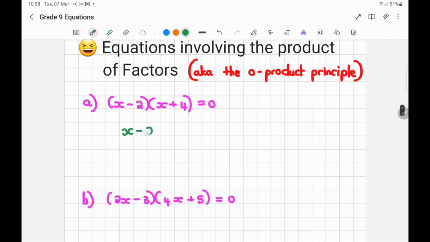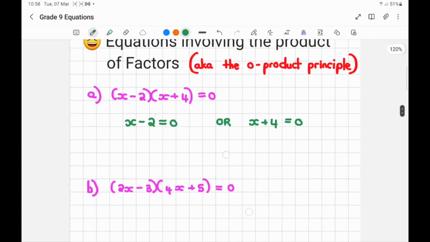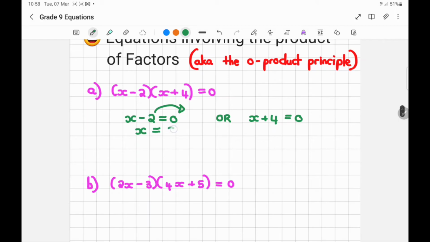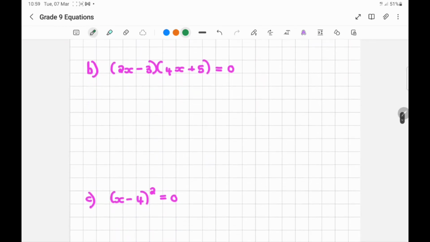So x minus 2, and you're going to equal that to 0, or x plus 4 is equal to 0. So now we are actually going to get two answers for x that will satisfy this equation, that will make this equation true. Okay, so then you're just going to solve for x from there. You take and you add 2 on each side. So x is equal to 2, or x is equal to negative 4. Same with this. All right, so it's not too bad.